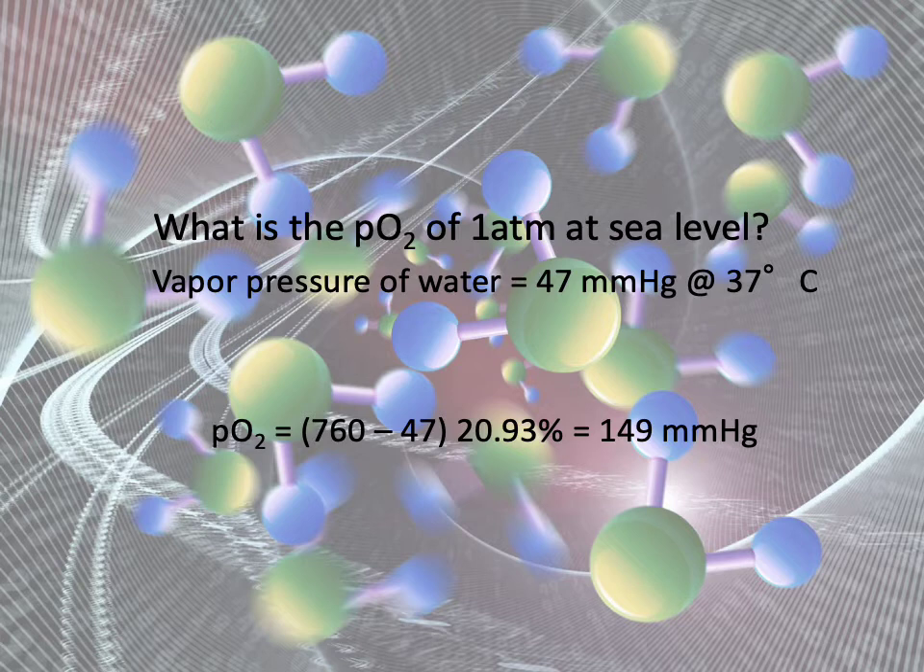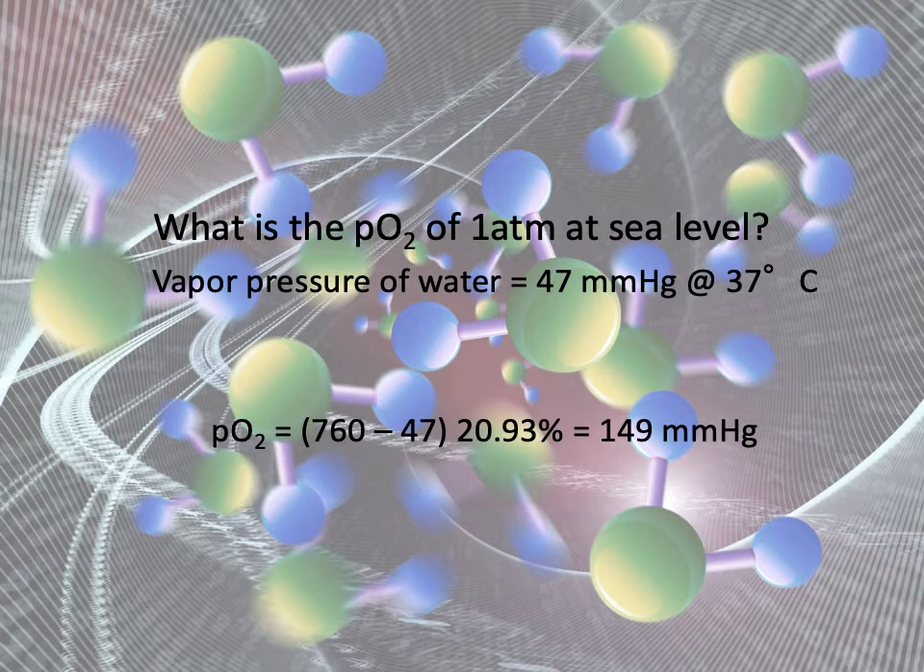So in order to calculate the partial pressure of oxygen in 1 atmosphere at sea level, first what we need to do is take the barometric pressure of 1 atmosphere, which is equivalent to 760 millimeters of mercury, and we subtract the vapor pressure of water. You always have to do that. That's the first step. Whatever your barometric pressure is, first start by subtracting the vapor pressure of water, which for our purposes will always be 47. So 760 minus 47, and then multiply that by the concentration of the gas.